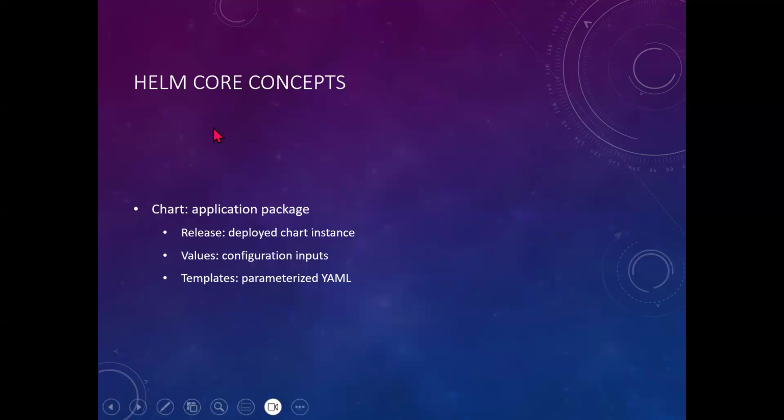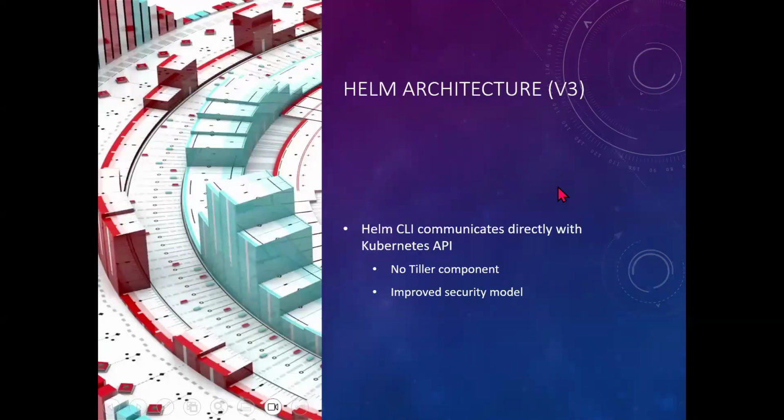So, Helm core concepts. The first one is chart. How do you create a chart? helm create. We're going to see this in real time. And then you have the release, the deployed chart instance, values, configuration input, template, parameterized YAML. Now, so important, the most important file in a Helm chart is the values.yaml file. This is the file where we update the parameters. We're going to see it in just a moment, okay?